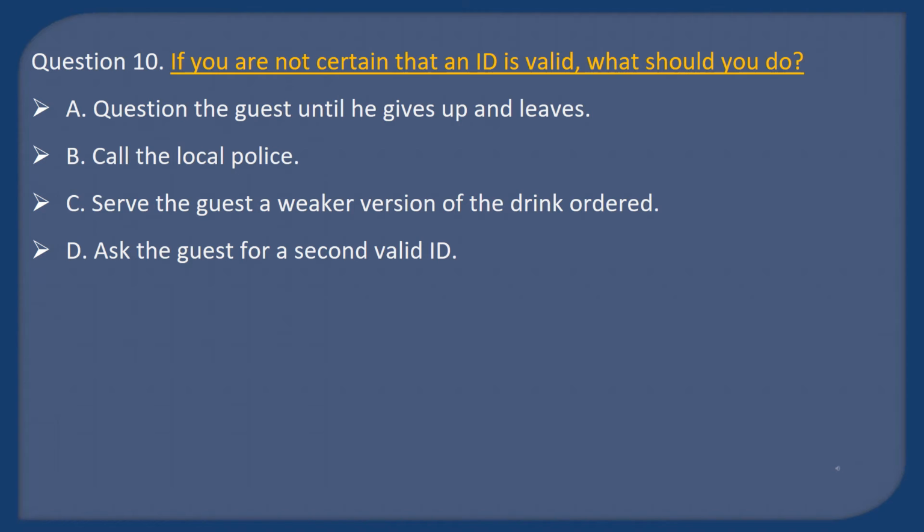Question 10. If you are not certain that an ID is valid, what should you do? A. Question the guest until he gives up then leaves. B. Call the local police. C. Serve the guest a weaker version of the drink ordered. D. Ask the guest for a second valid ID.